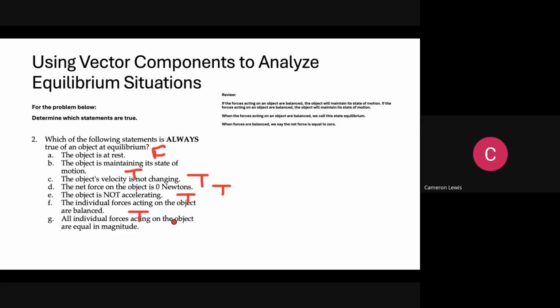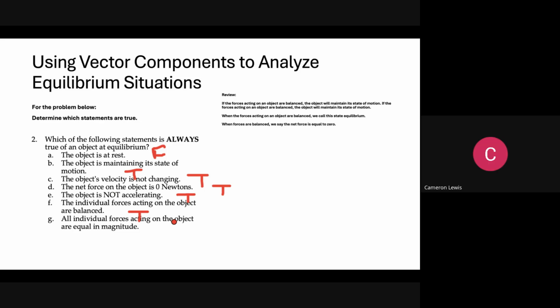All right. All individual forces acting on the object are equal in magnitude. Is that true or false? I don't know, because I don't really understand magnitude. Magnitude is the what? If you have a vector, it has a direction and it has a magnitude. Magnitude is just the quantity. The N word. What is that? Newtons. Sorry, not Newtons, but what was I about to say? Number. Number, yeah.